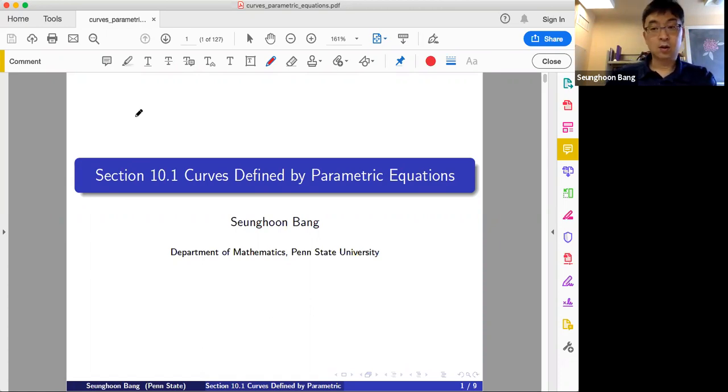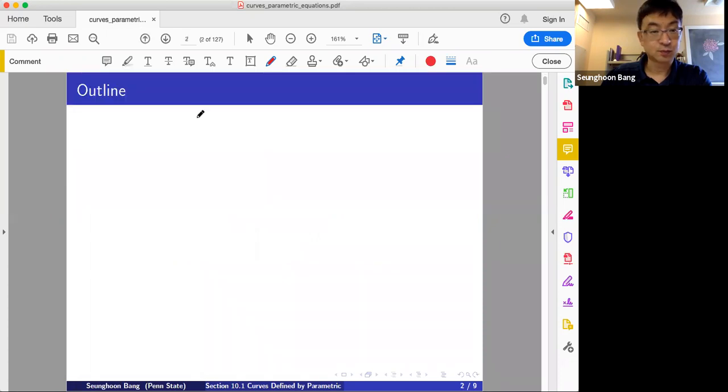Okay, today I want to talk about section 10.1 at this time. I want to explain section 10.2 today evening, 7 p.m. So first one, the section 10.1, curves defined by parametric equations.